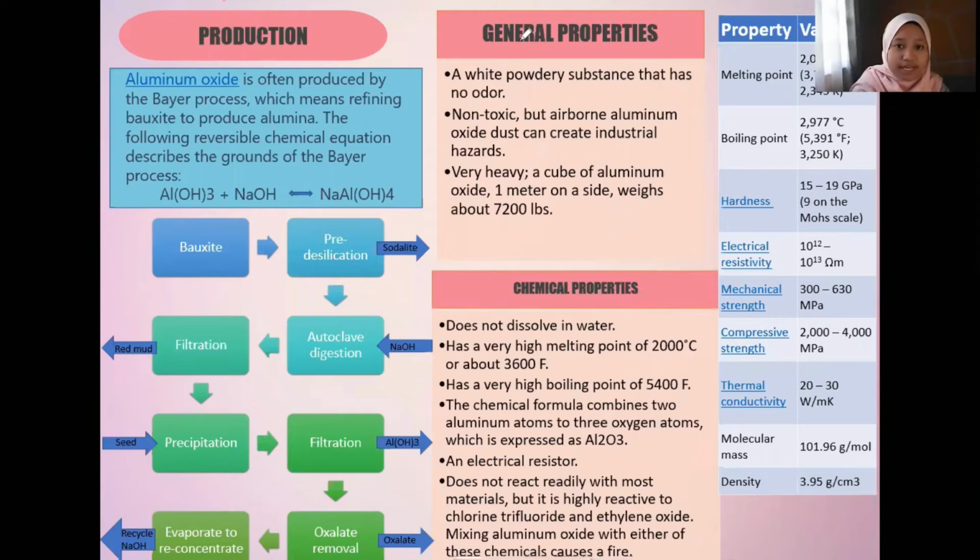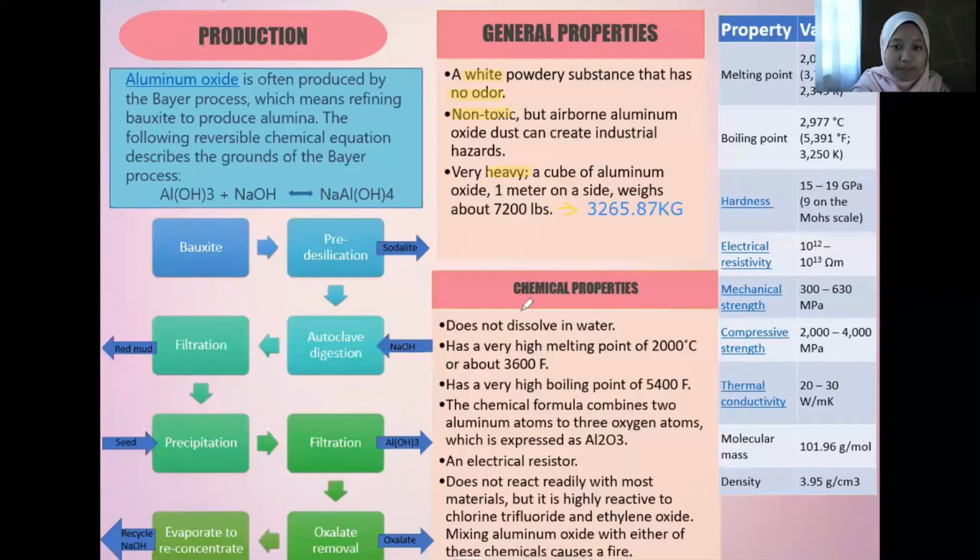So first, it is a white powdery substance that has no odor, and aluminum oxide is non-toxic, but even aluminum oxide can create industrial hazards. Aluminum oxide is very heavy: a cube of aluminum oxide, 1 meter on a side, weighs about 7,200 pounds, which is the same as this in kilograms.